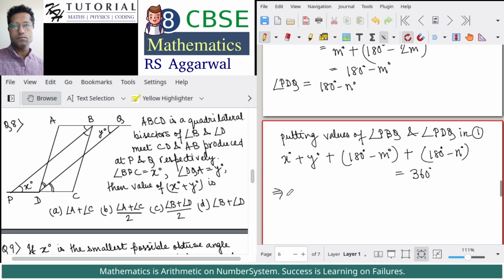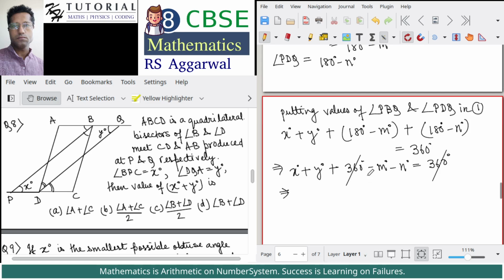So this implies, if we simplify the left hand side, we have x degree plus y degree plus 360 degree minus m degree minus n degree is equal to 360 degree. So this implies 360 degree will get cancelled out from both sides. Okay, so we have x degree plus y degree is equal to m degree plus n degree.